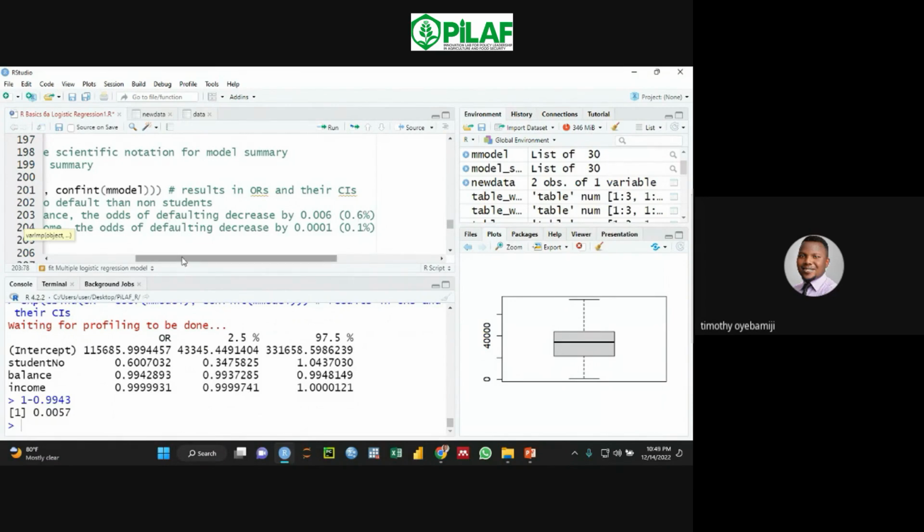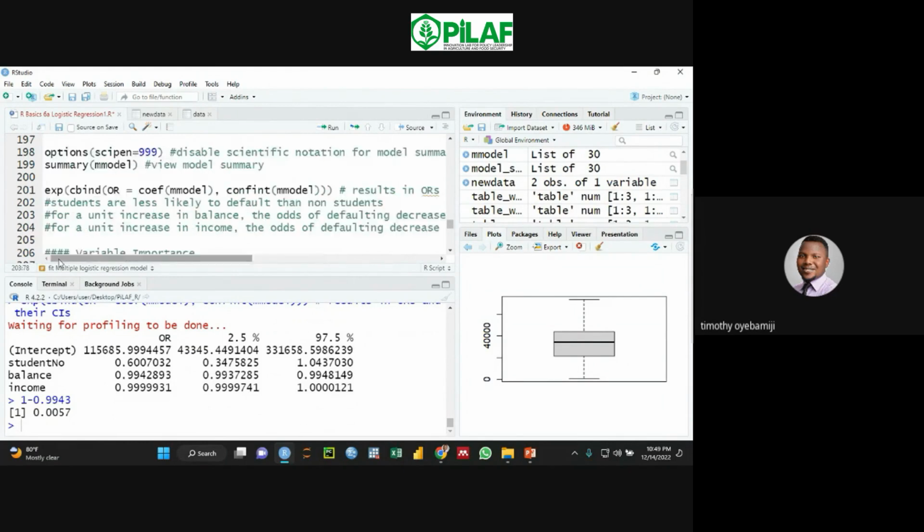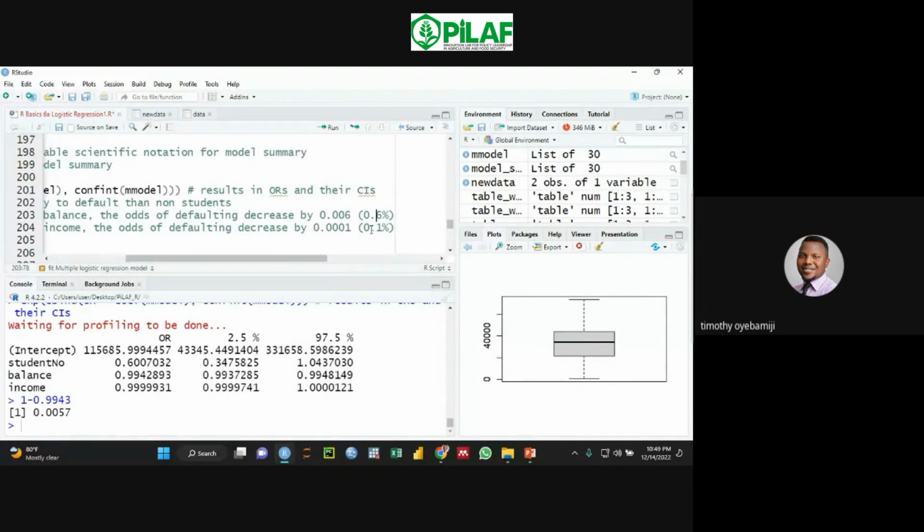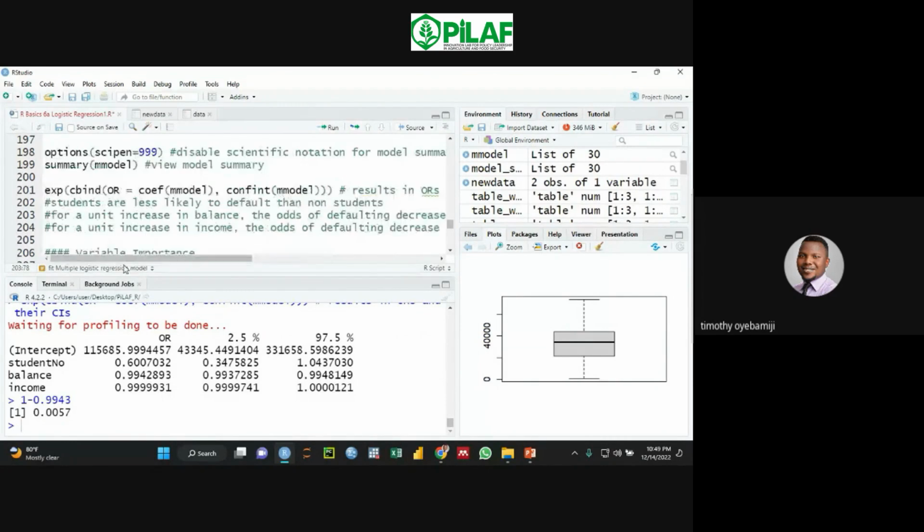Then for the other variable, income, for a unit increase in income, the odds of defaulting decrease by 0.1%, I think, and it's a good thing, of course. If the odds of defaulting decrease, that means they are more likely to pay up. It's just that the rate at which the odds are decreasing is very, very little. It's 0.1%, not 0.1, so 10 of that would give just 1%. All right, so that's how this can be interpreted.